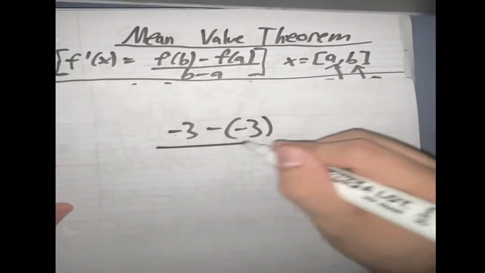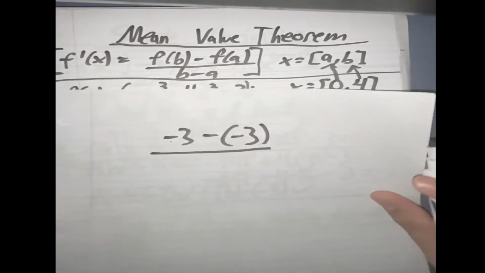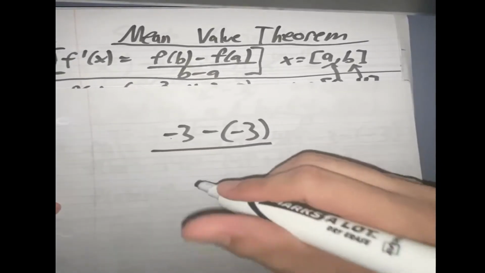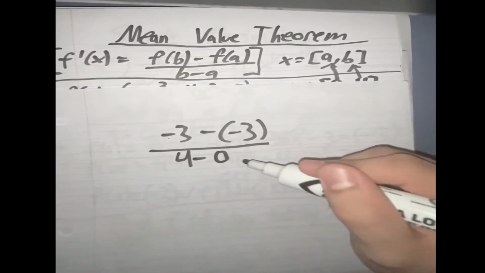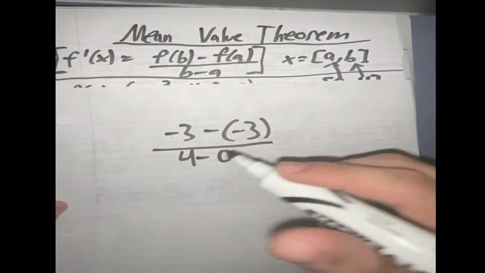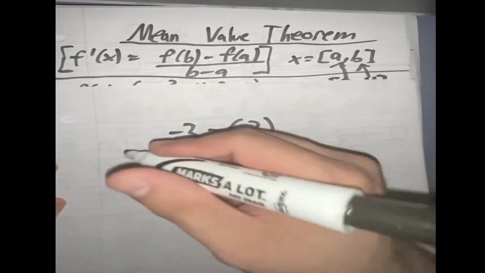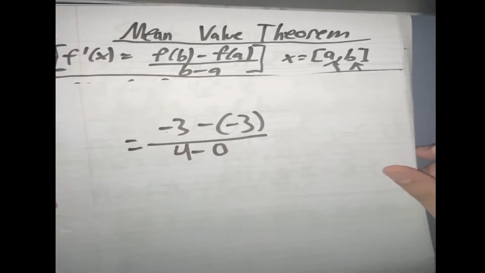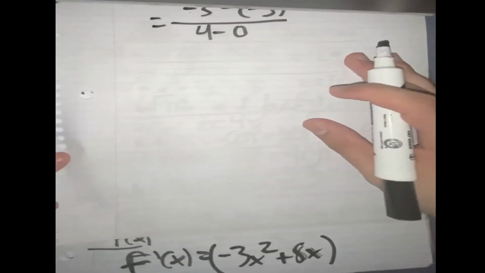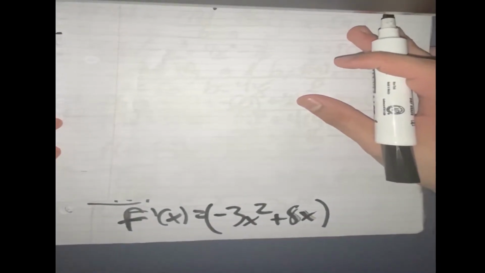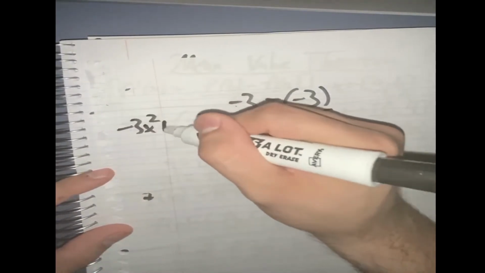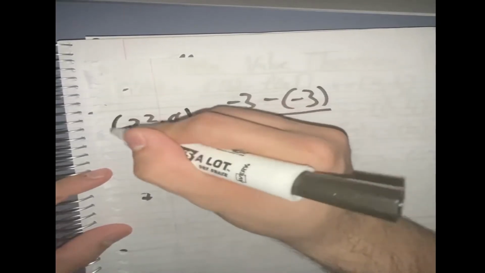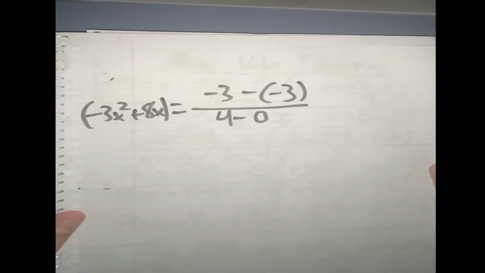-3 divided by b minus a. Our b was 4 and our a was 0. So 4 minus 0 is equal to f prime of x. So our f prime of x, we solved for it, which was f prime of x is equal to -3x squared plus 8x. So that's our f prime of x.